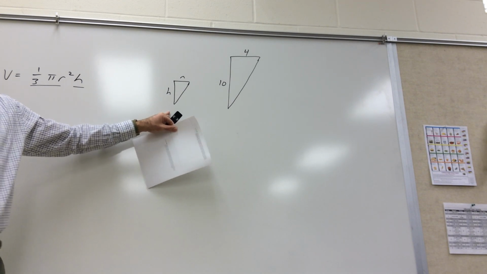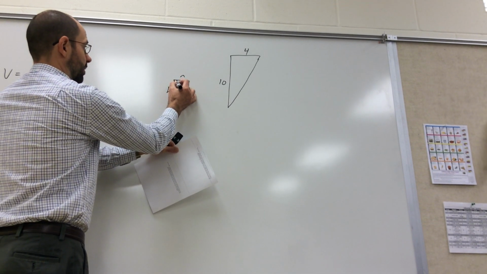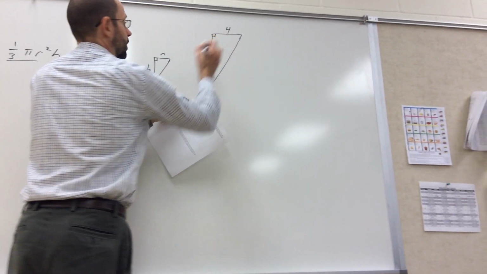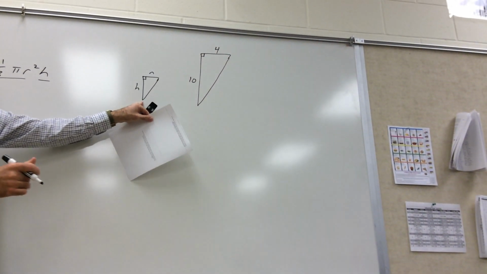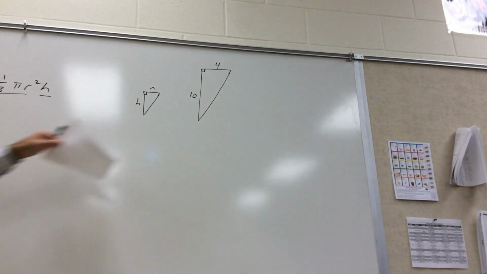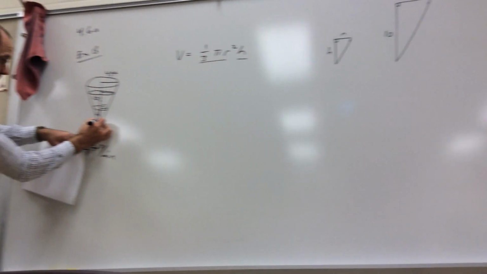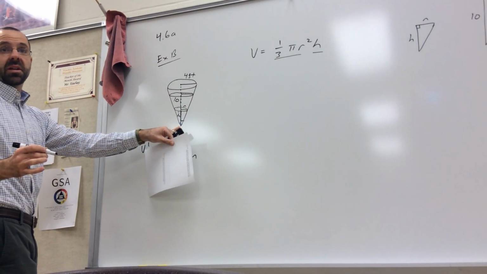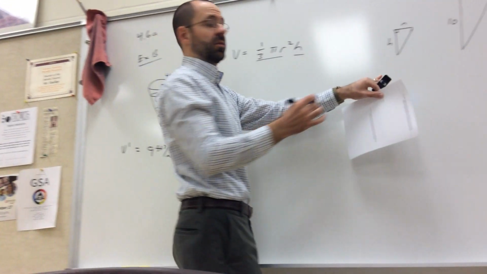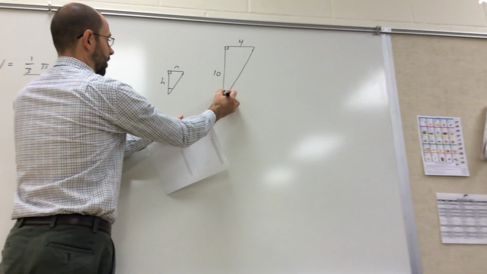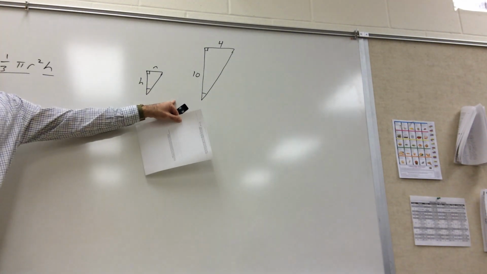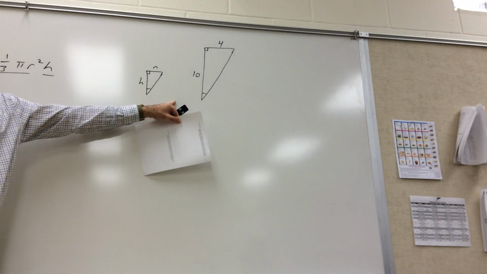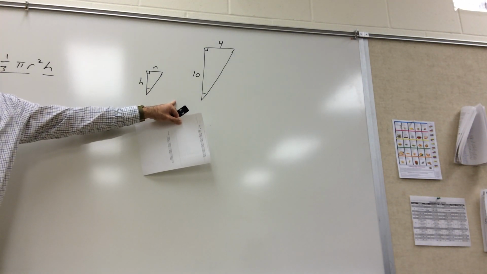Okay, so in all of these triangles, this is a right angle. And this angle at the bottom here is just this angle at the bottom of the cone. So this angle is equal to that angle. And so we have two triangles that have two pairs of equal angles.